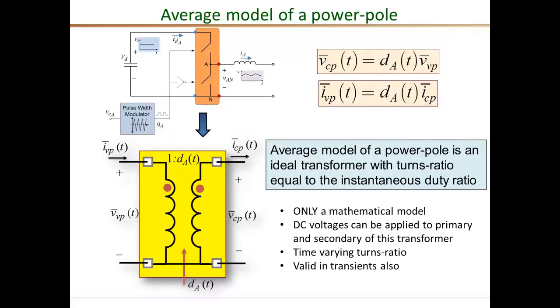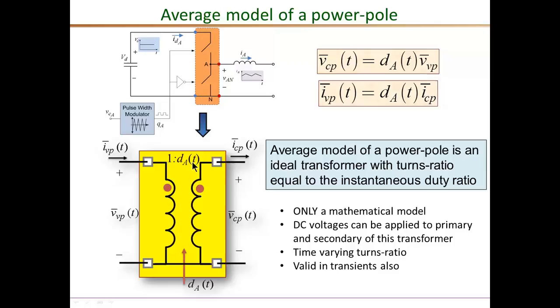You have a few things to be careful about. So this average transformer model is only a mathematical model that is helpful in many analyses and controller designs. But you cannot buy a transformer and use that as a power converter, for several reasons. First of all, in a real transformer, you cannot apply DC voltage to any of the windings, whereas here clearly we see that on the voltage port side, on the primary here, we apply a DC voltage, which is VD. And also in real transformers, the turns ratio once designed is fixed, whereas here what we need is an instantaneously varying duty ratio.